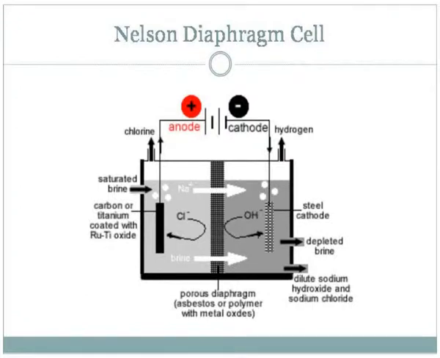As you have seen in the picture, the positive terminal of the battery is connected to a graphite rod which acts as anode, the positive electrode. The negative terminal of the battery is connected to a steel mesh which acts as cathode, that is the negative electrode. Anode and cathode are separated by a porous diaphragm made of polymer and metal oxide.